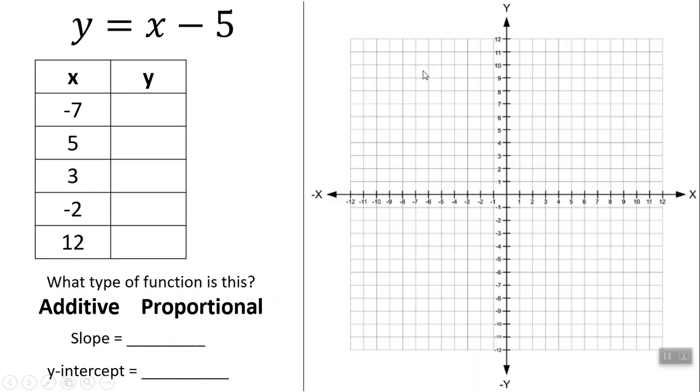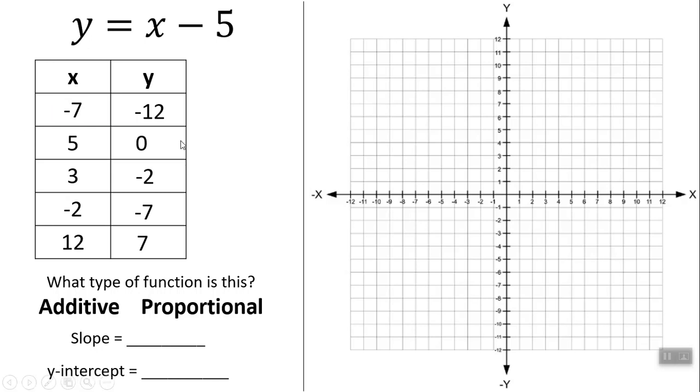y equals x minus 5. I'm going to quickly make the table. Negative 7 minus 5 gives me negative 12. You put in a 5, your output's 0. You put in a 3, your output's negative 2. You put in a negative 2, your output's negative 7. You put in a 12, your output's 7.